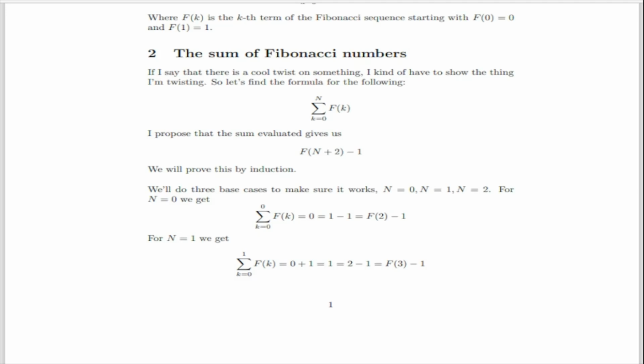We'll do 3 base cases just to be sure that it works: n equals 0, n equals 1, and n equals 2. For n equals 0, we get a pretty trivial case where you just get the single Fibonacci number at 0, which is 0. So we know that the second Fibonacci number is 1 because it goes 0, 1, 1. So we have 1 minus 1 equals 0, which gives us our first base case, I should say. For n equals 1, we get 0 plus 1, which is 1, which is the same as 2 minus 1, and 2 is the third Fibonacci number.